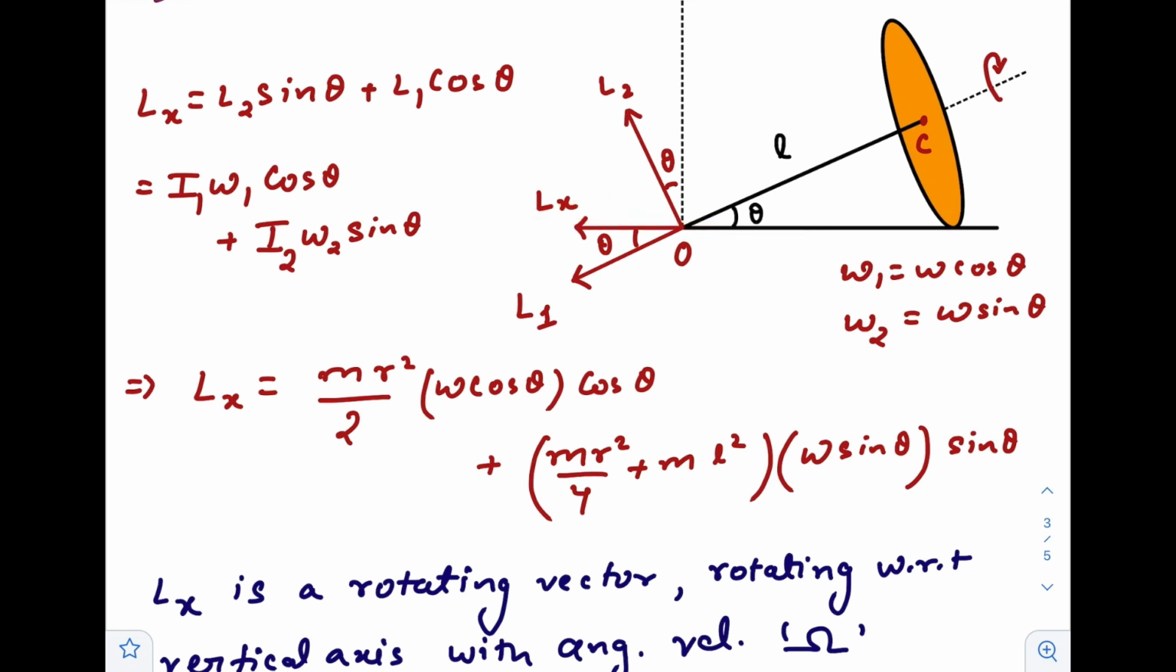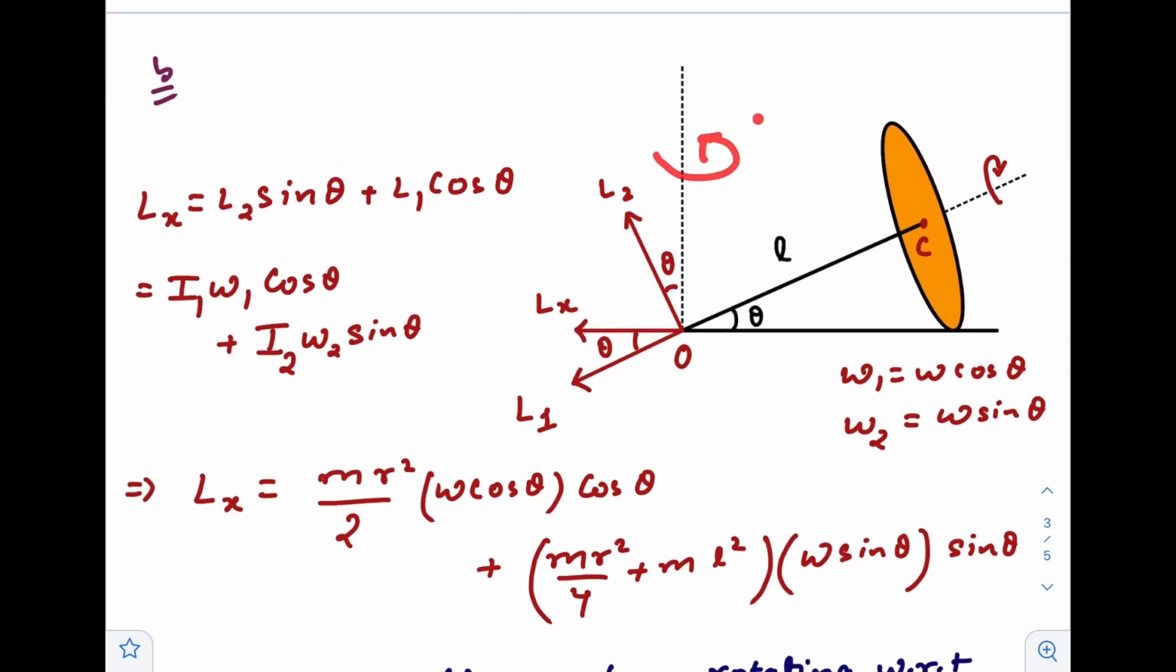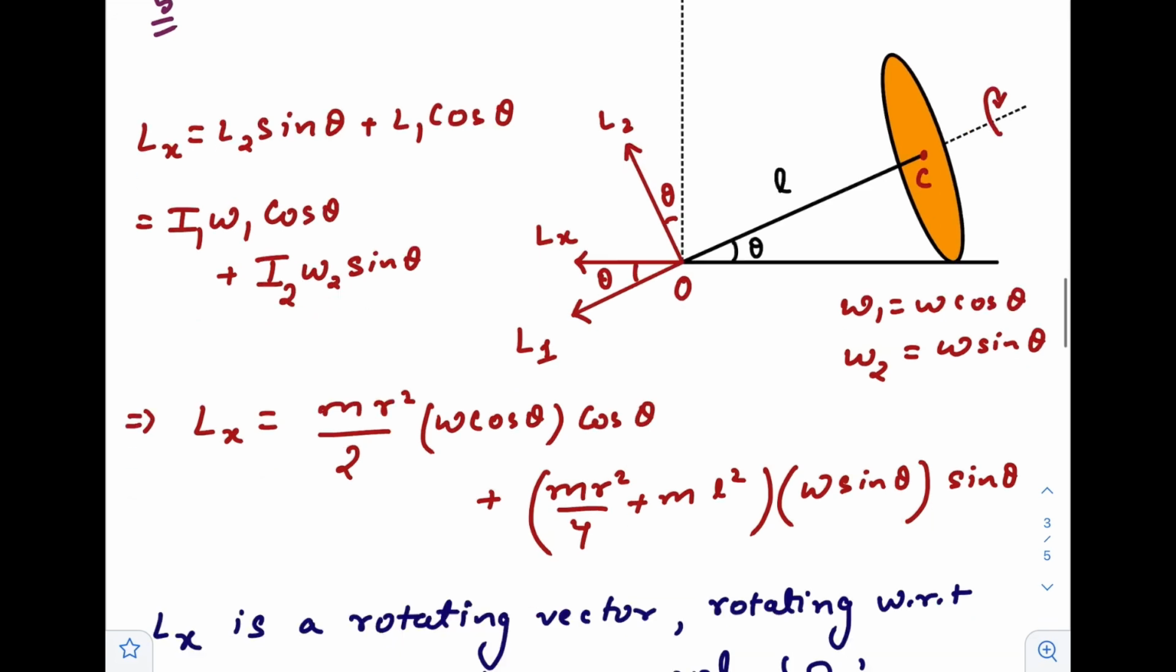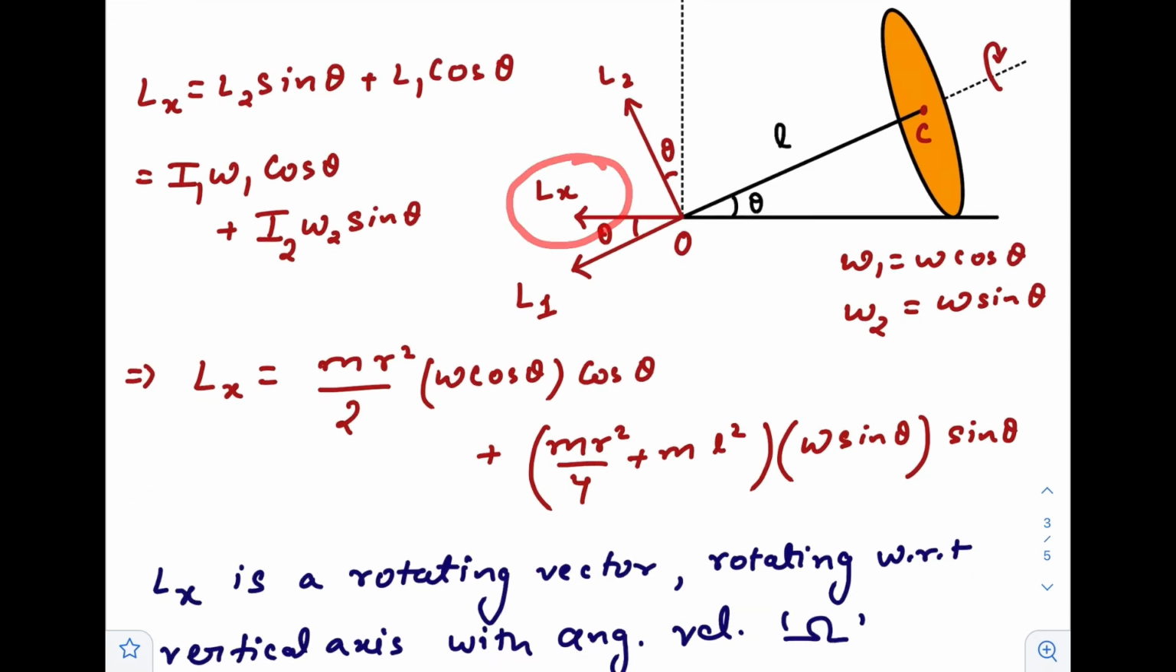So why am I interested in the angular momentum in the horizontal direction? Because this vector is actually changing its direction. Of course the magnitude remains the same. This vector is actually rotating with respect to the vertical axis with an angular velocity of capital omega, and the vertical component of the angular momentum does not change at all, neither in direction nor its magnitude. Nothing is changing, but this vector is changing its direction continuously.